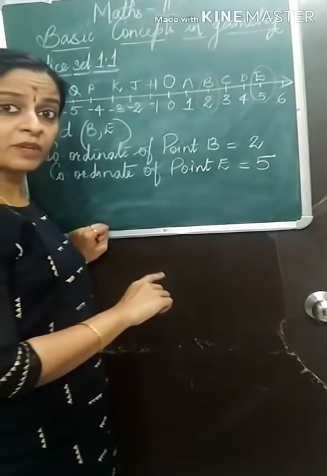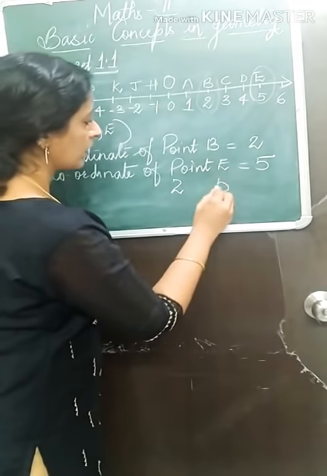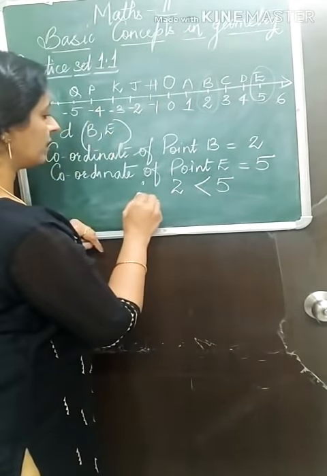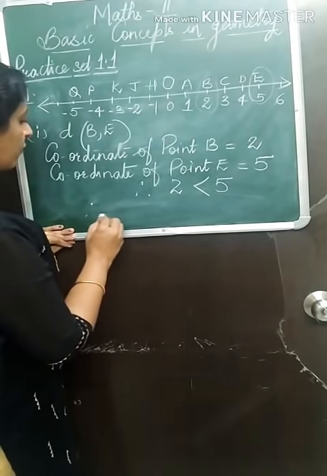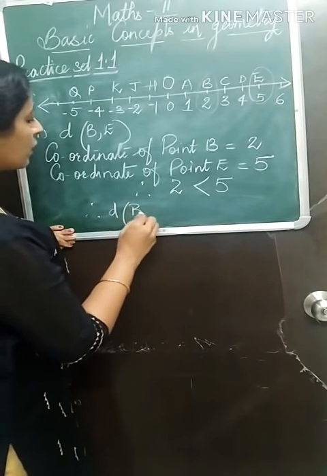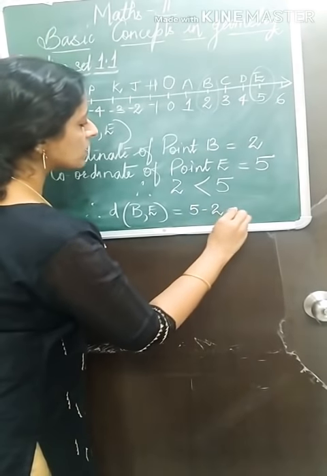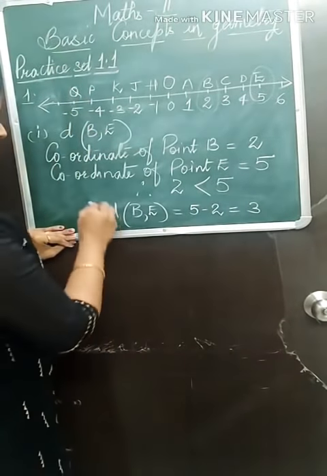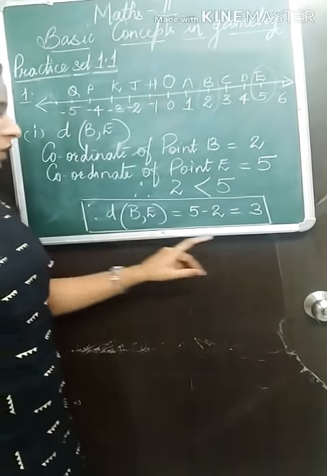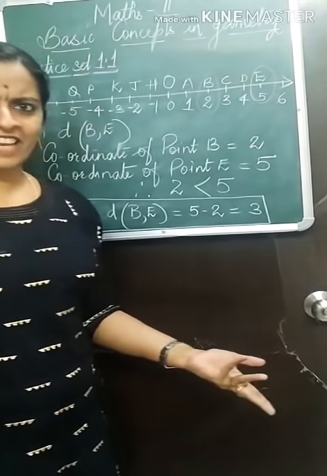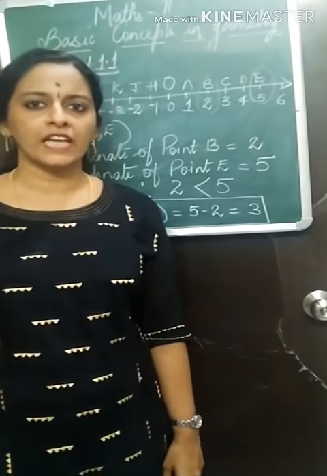Next step is, which number is greater than the other? 2 and 5. Which is greater? 5 is greater. Therefore, 5 is greater than 2. So, what will be the distance? Therefore, distance between B, comma E is equal to 5 minus 2, which is equal to 3 units. Hope you all understand. Very, very simple. Bigger number minus smaller number will give you the distance between any two points.